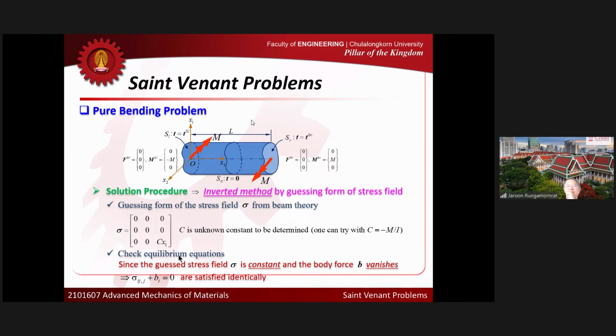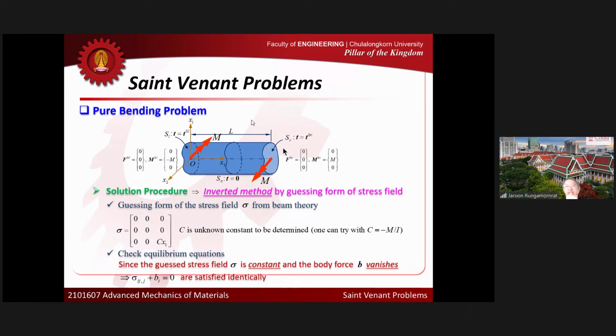So now I expect that stress should be the same for every x3. You shouldn't see any x3 dependence in the stress component here, because you should see exactly the same stress for any cross section. When I get the stress field, I try to remove that dependence. How about x2?